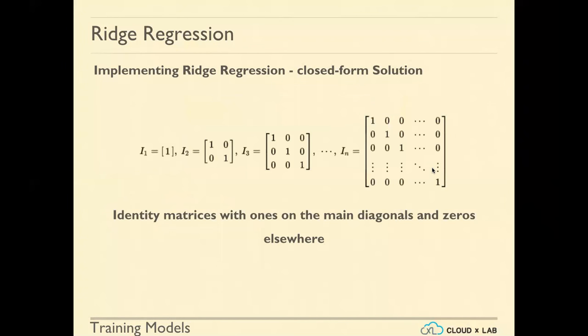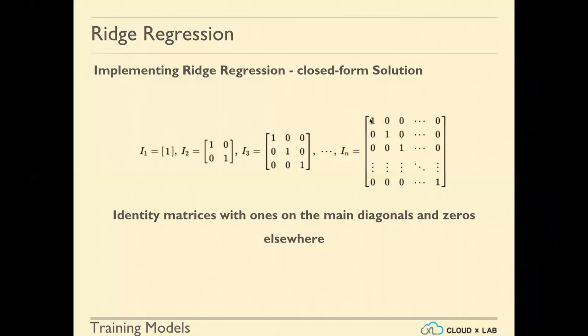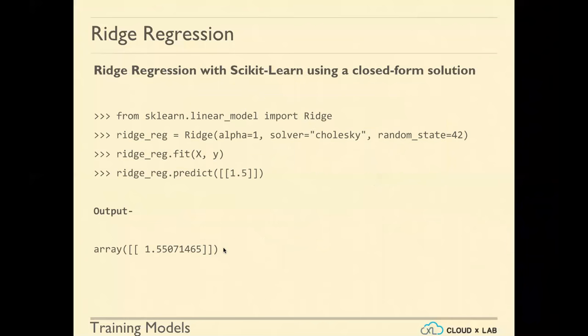So the identity matrix means a matrix which has all the values on the diagonal as 1. So here A is an identity matrix, except for this corner. This corner is 0. This is how it looks, and implementing it is quite simple. If you really want to use the closed form equation, the normal equation, we could simply say Ridge with alpha equals 1, solver as Cholesky, and that would fit the data.